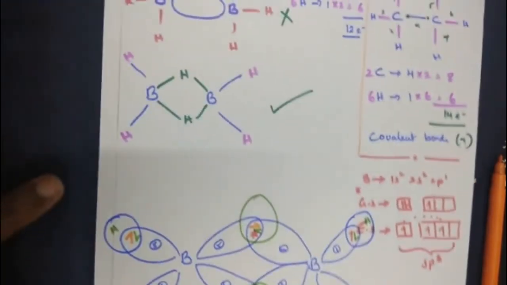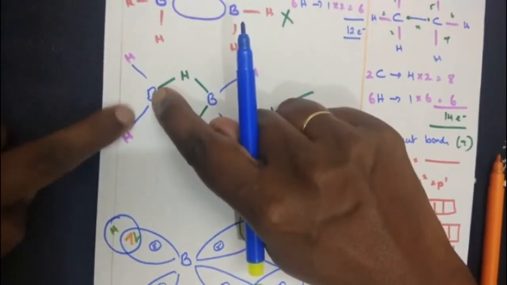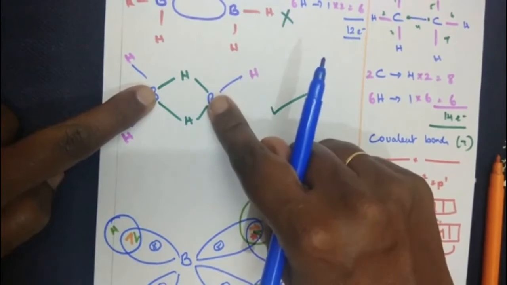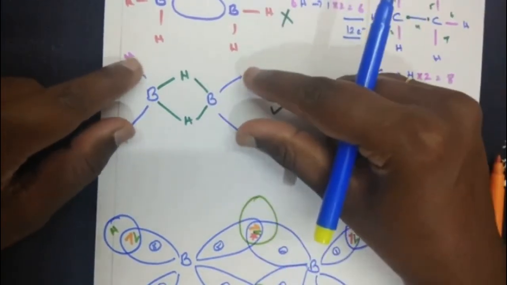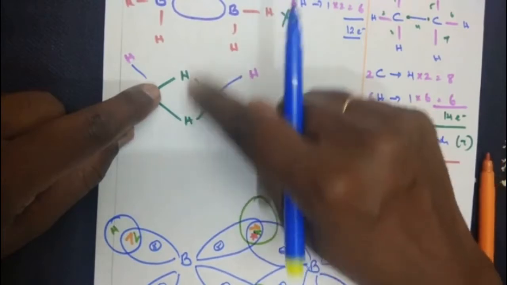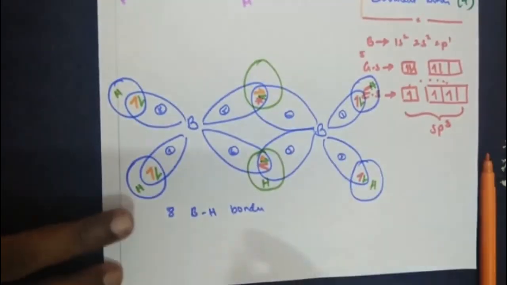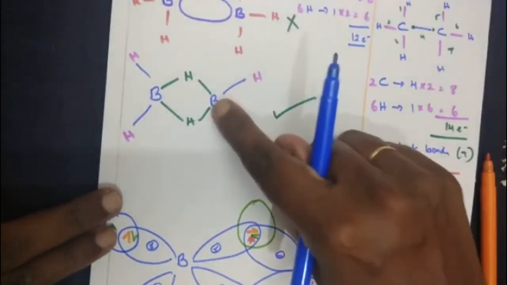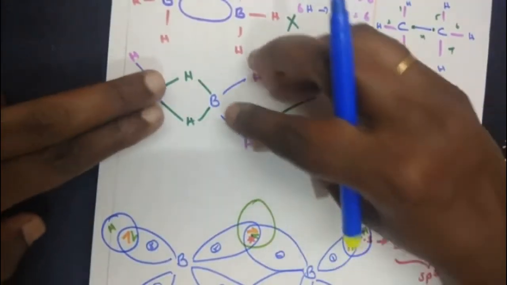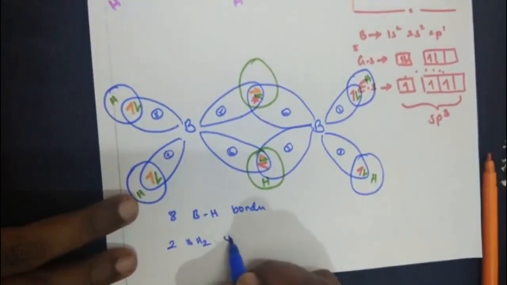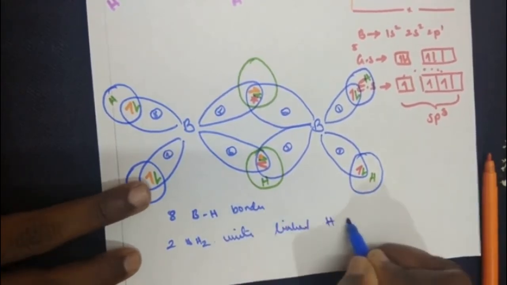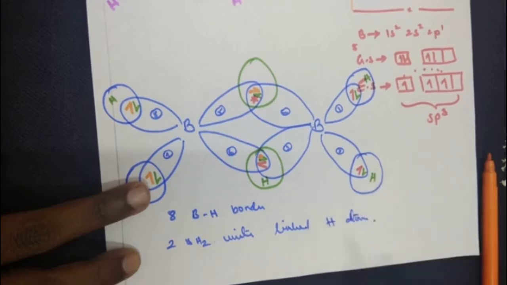Now point number 2. BH2 is 1 unit, and BH2 is another unit. So these 2 BH2 units are linked by the hydrogen atoms. You understand here BH2 and BH2: these are 2 different units linked by hydrogen. Done.